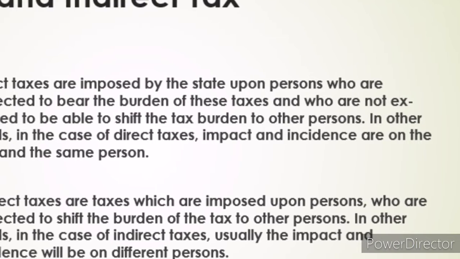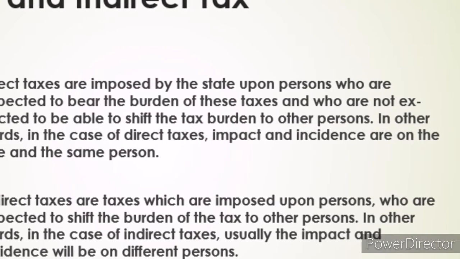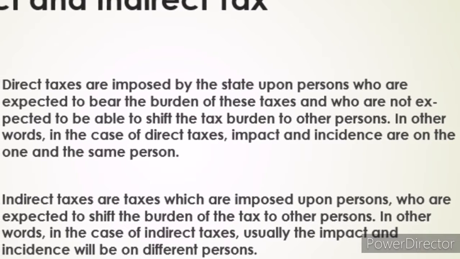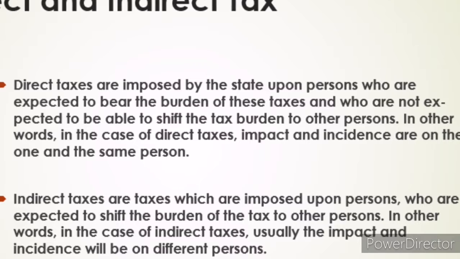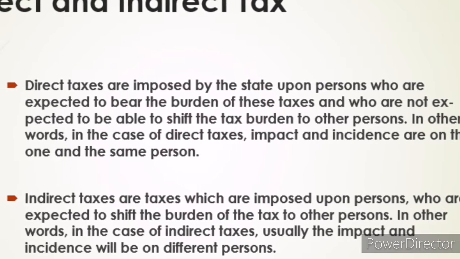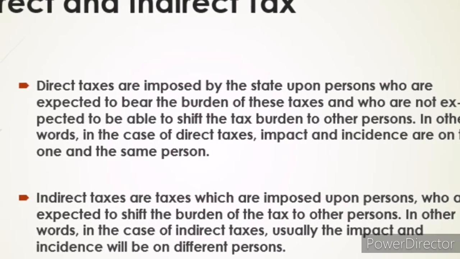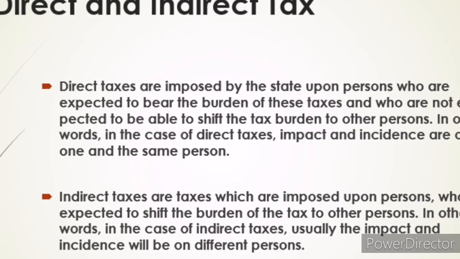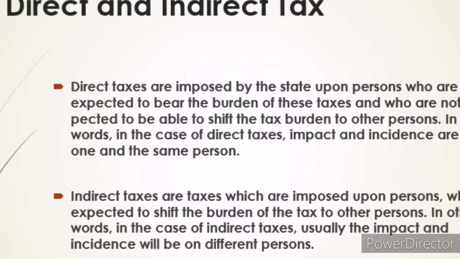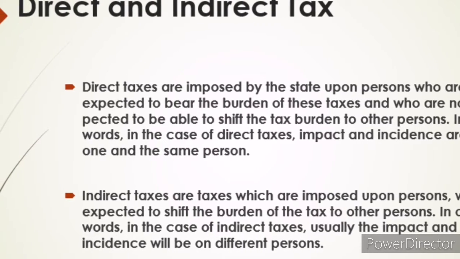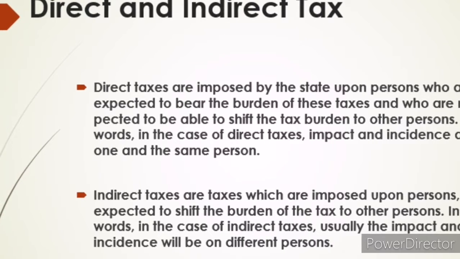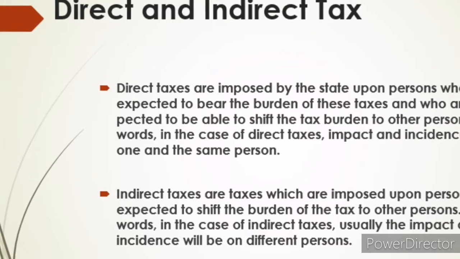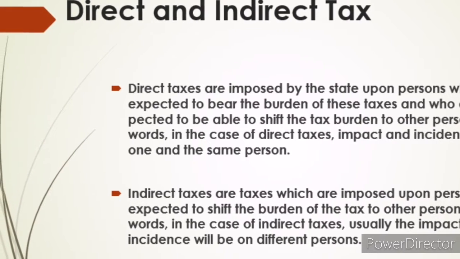Direct and indirect tax. Direct taxes are imposed by the state upon persons who are expected to bear the burden of these taxes and who are not expected to be able to shift the tax burden to other persons. In other words, in the case of direct taxes, impact and incidence are on one and the same person. Indirect taxes are taxes which are imposed upon persons who are expected to shift the burden of the tax to other persons. In other words, in the case of indirect taxes, usually the impact and incidence will be on different persons.